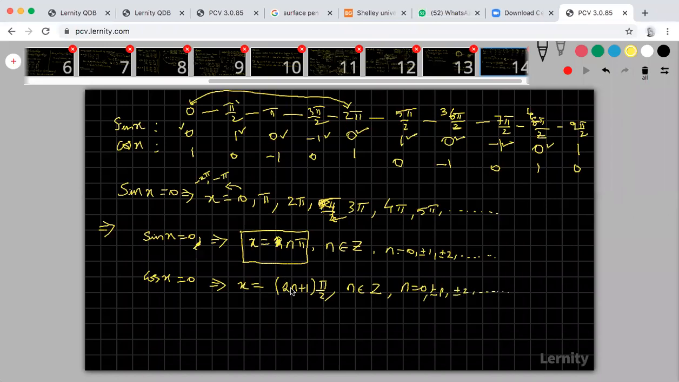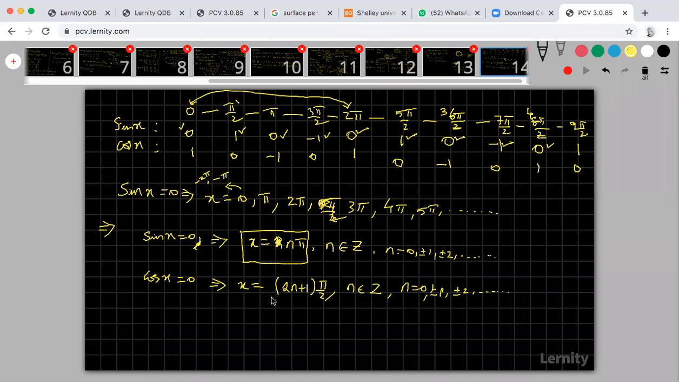When n is equal to 0, you will get pi by 2. Cos pi by 2 is 0, right? Similarly, apply n is equal to 1: 1 into 2, 2 plus 1, 3, so 3 pi by 2. Cos 3 pi by 2 is 0. Apply n is equal to 2: 2 into 2, 4, 4 plus 1, 5, 5 pi by 2. Cos 5 pi by 2 is 0. So therefore, cos x is 0 means your x may be 2n plus 1 pi by 2. For those values of x, that means (2n plus 1) pi by 2, where n is 0, plus or minus 1, plus or minus 2, your cos of x is 0.